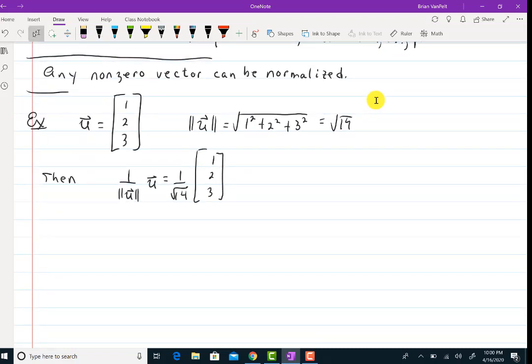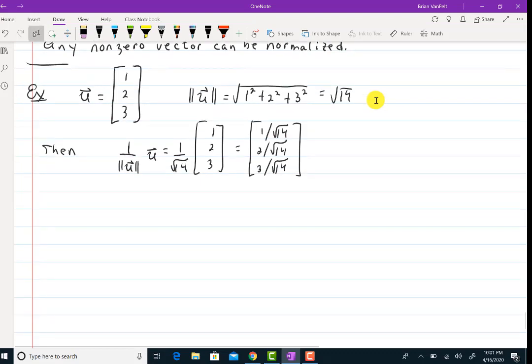Now let's compute the norm of that thing. And I'll write it in one more step just to make it clear. 1 divided by the square root of 14, 2 divided by the square root of 14, 3 divided by the square root of 14. So there's my normalized u. In fact, let me give it a name. Let's call it n for normal. All right, now let's take a look at the norm of n.